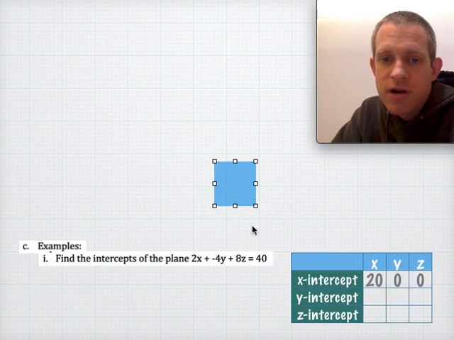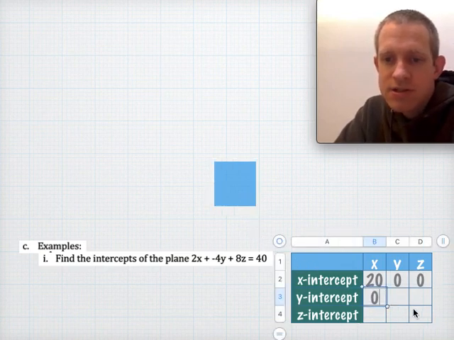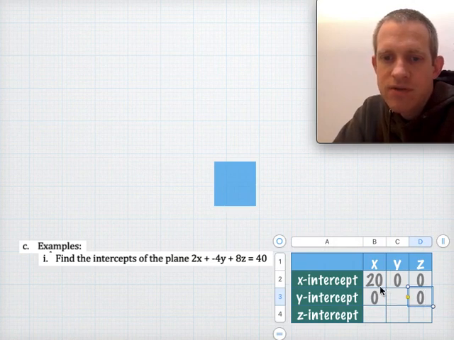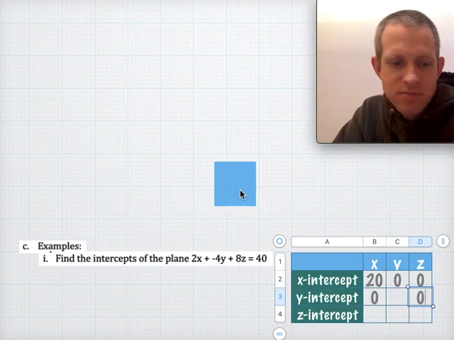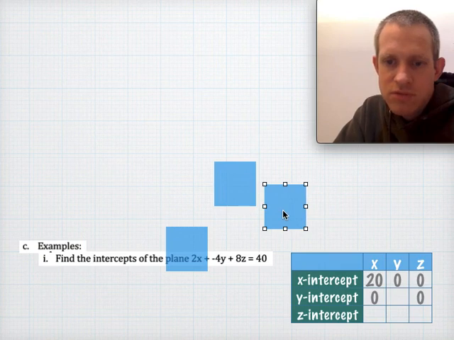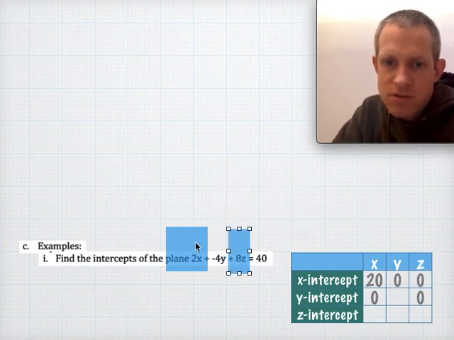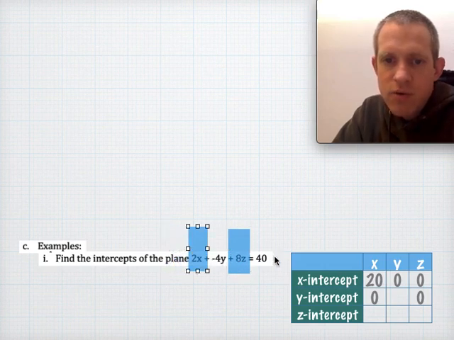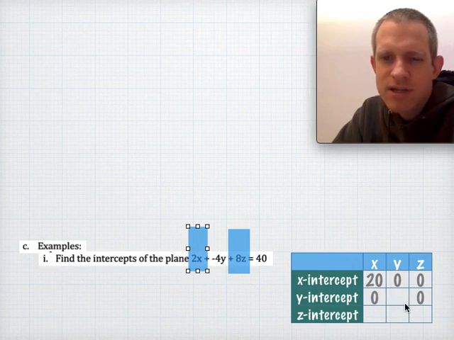If we wanted to figure out the y-intercept, then x is a 0 and z is a 0. And we need to figure out what would y have to be to make things work. So if this wasn't here and this wasn't here, so there was no z and there was no x, there was just negative 4y equals 40. Then we would divide both sides and we would get what y has to be a negative 10.